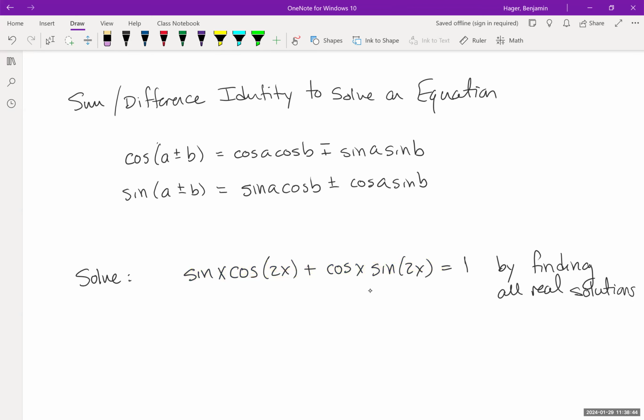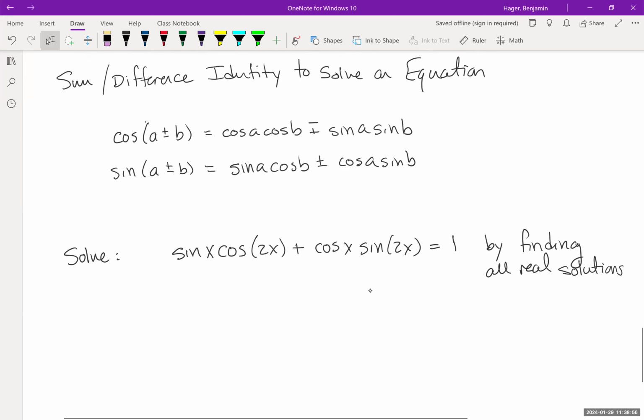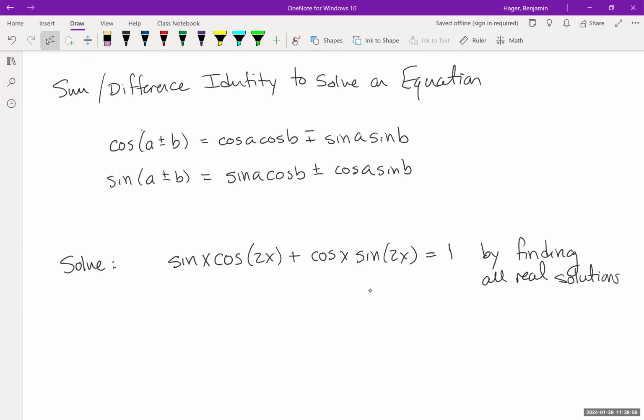And so to solve the equation, we have to be able to clean up the mess. This could involve any of our identities. So here's just one example using sum and difference identities. So suppose we are asked to solve this equation by finding all real solutions. So we're looking for the general solution to solve this guy.